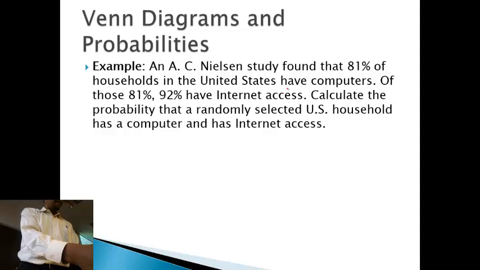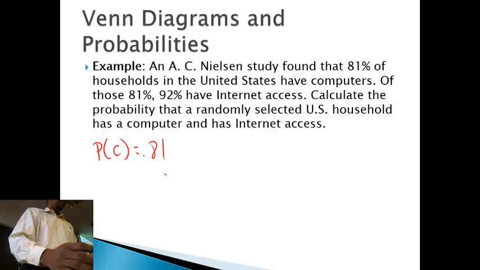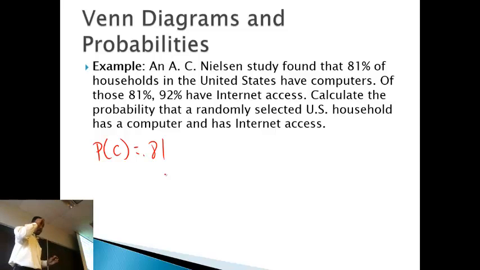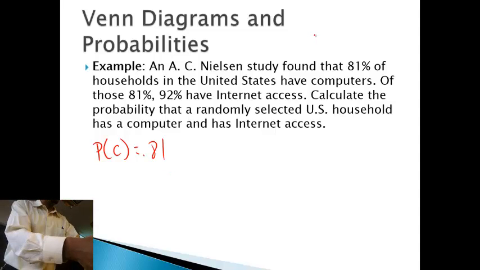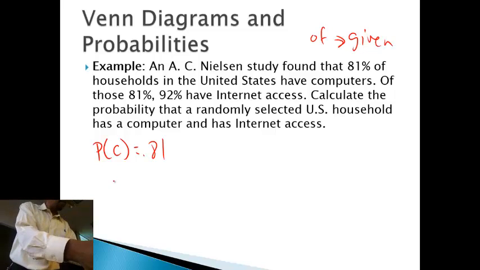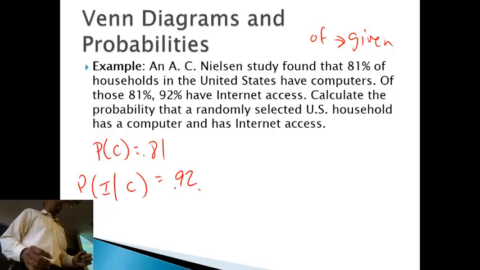81% of households have computers. All right, so I'm going to say that the probability of having a computer is 0.81. Now look at this here. 81% of households have computers. Of those 81%, or of those that have computers. So that "of" is kind of key for us as a given, which is a conditional probability. So if I know someone has a computer, the chance of having internet access is 92%.